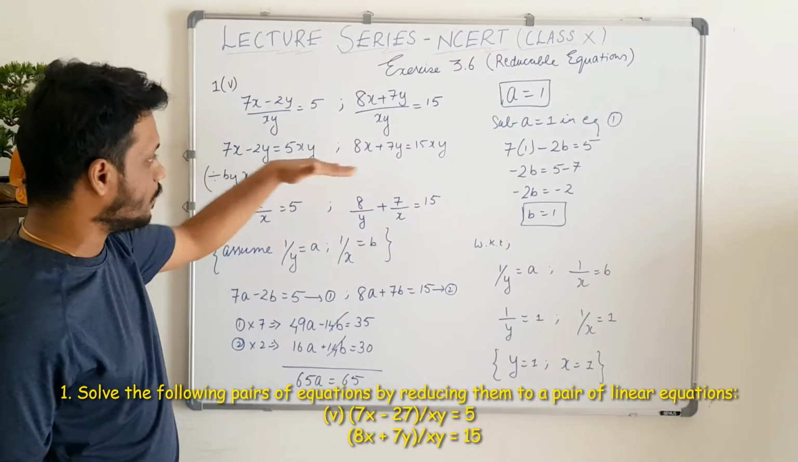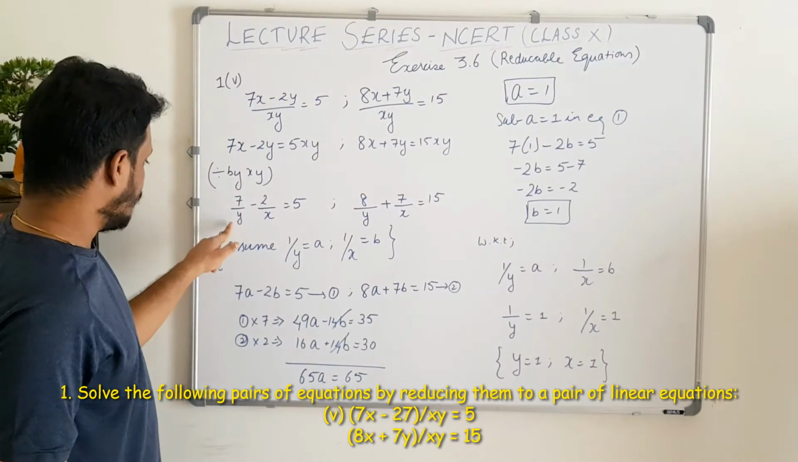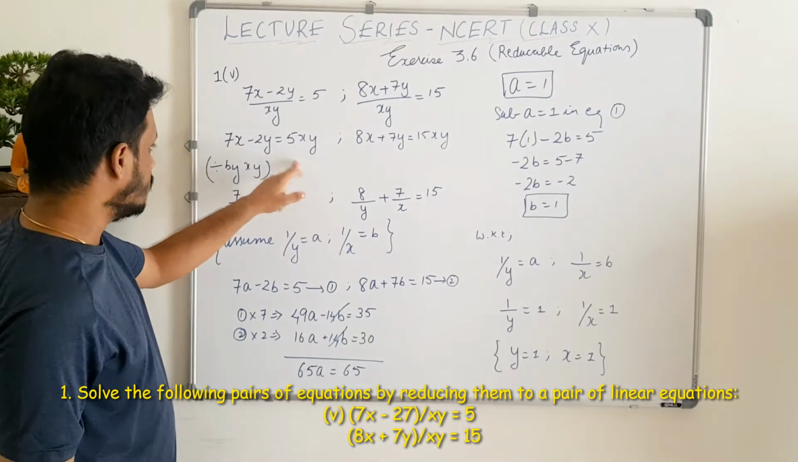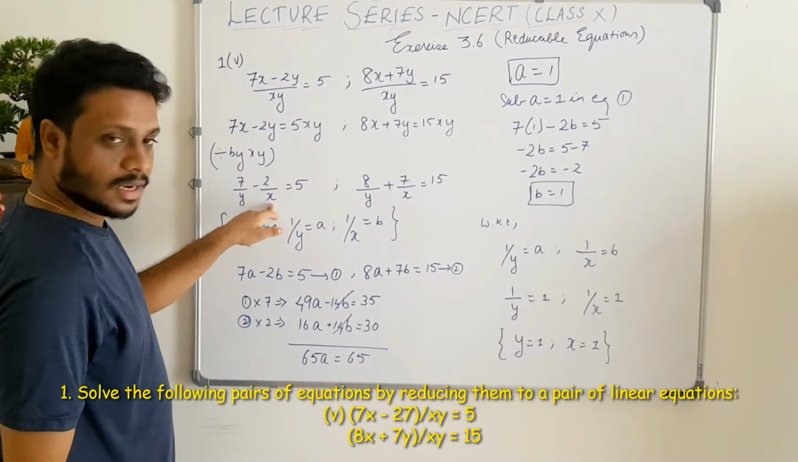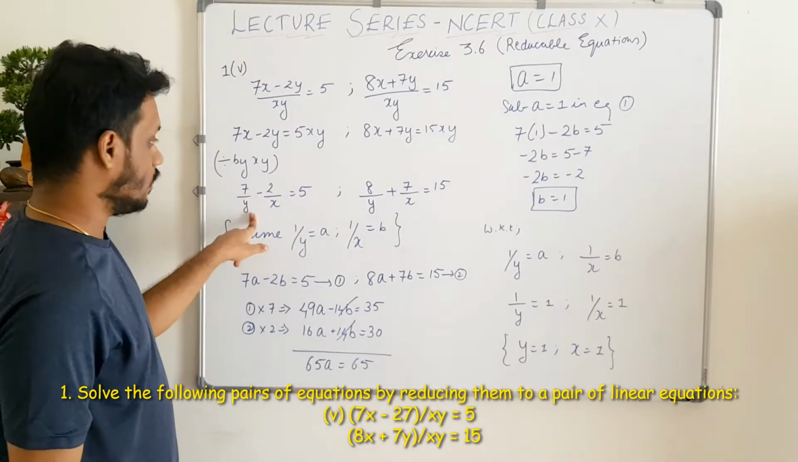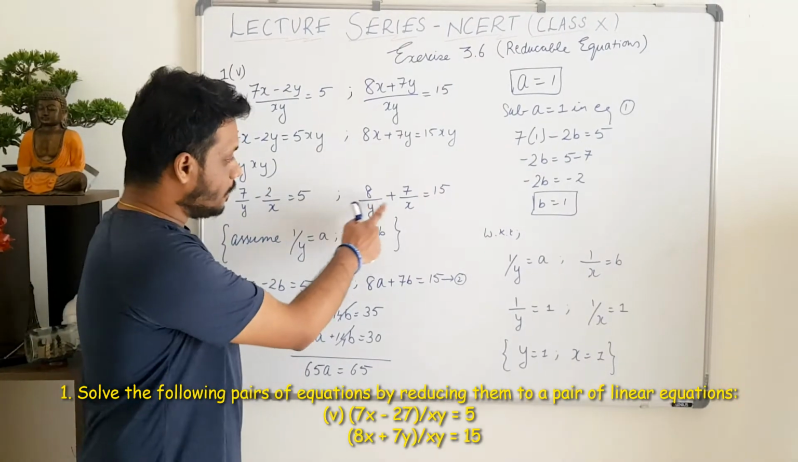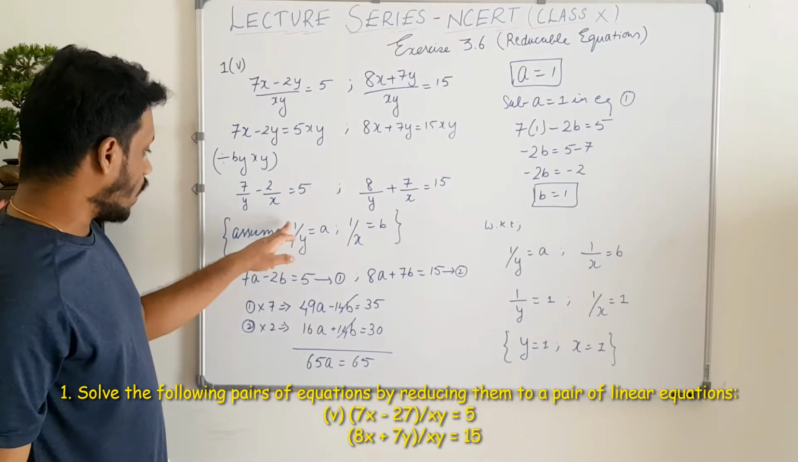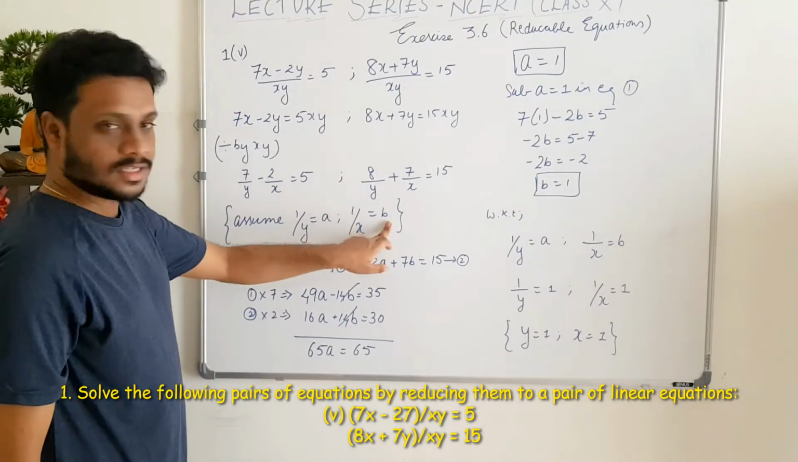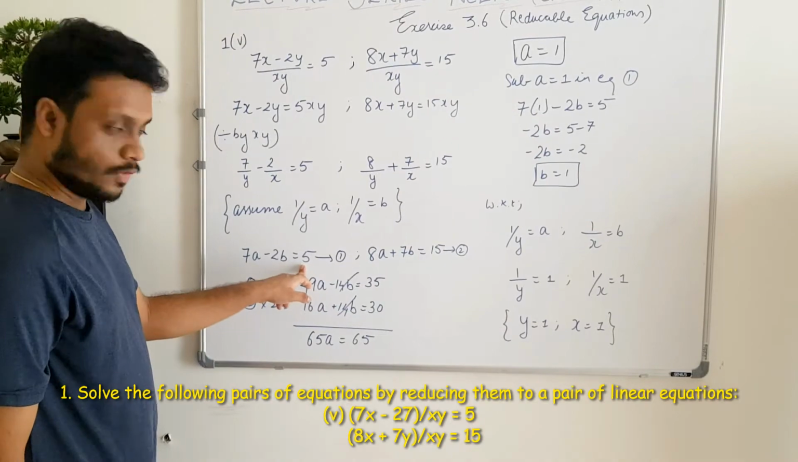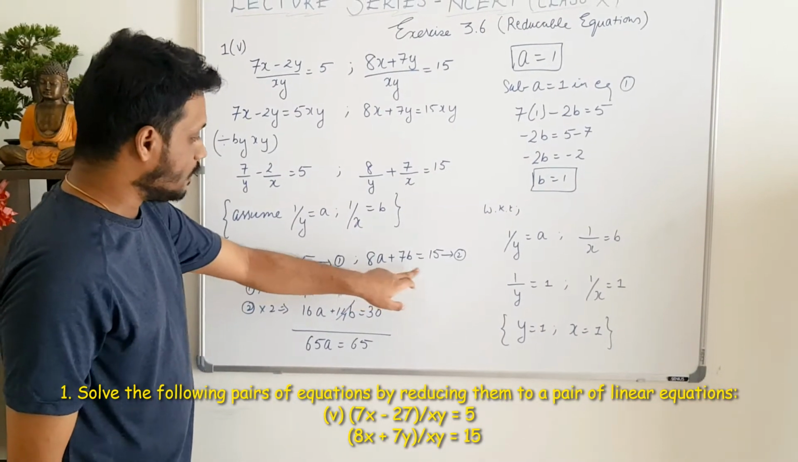Now if I divide the complete equation by xy, I get 7 by y minus 2 by x is equal to 5, because the xy cancels. Here y and y would cancel, retaining x in the denominator. In this term, x would cancel and retaining y in the denominator. Likewise, here we will get 8 by y plus 7 by x is equal to 15. So our assumption is, we take 1 by y as a and 1 by x as b. So this equation would become 7a minus 2b equal to 5 and 8a plus 7b equal to 15.